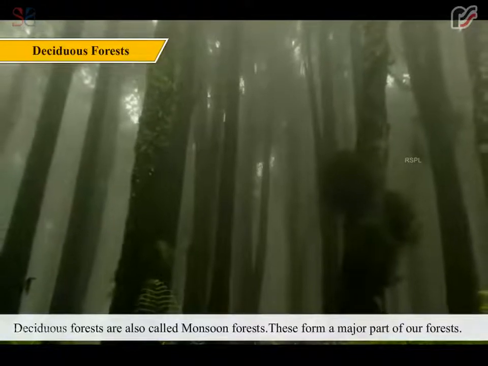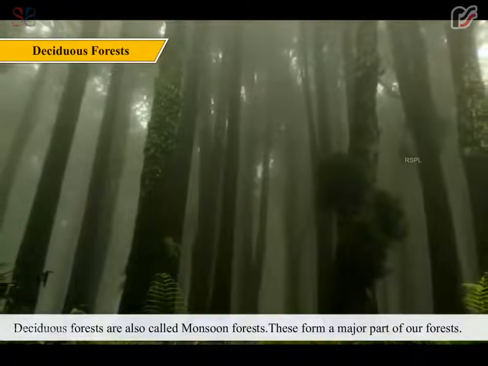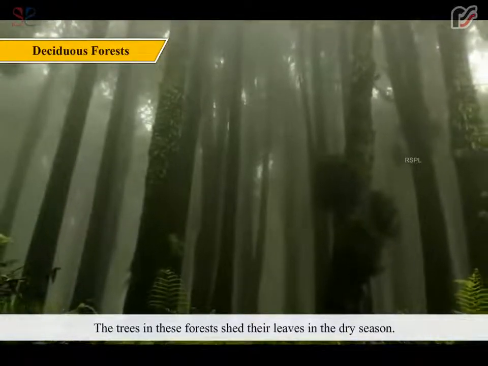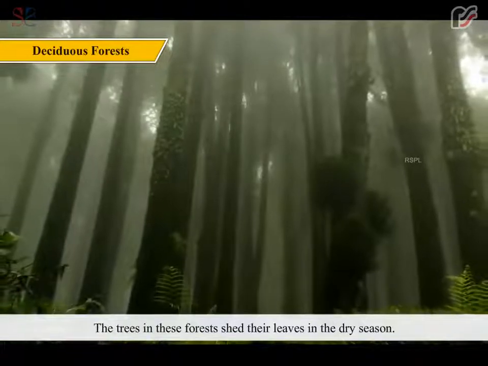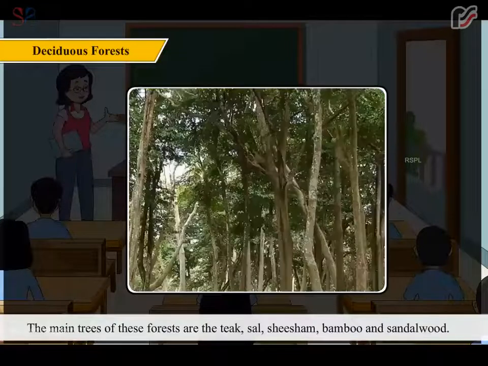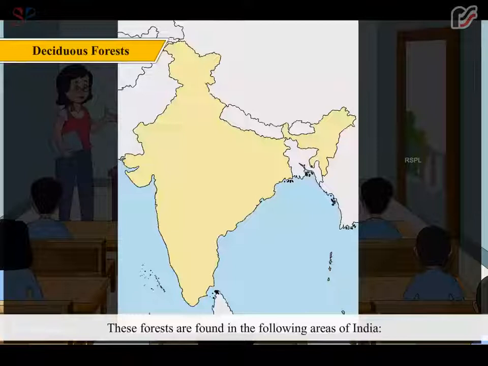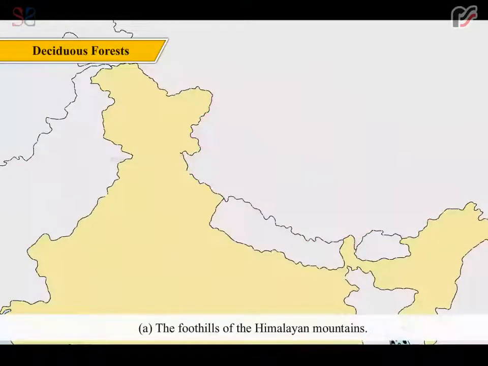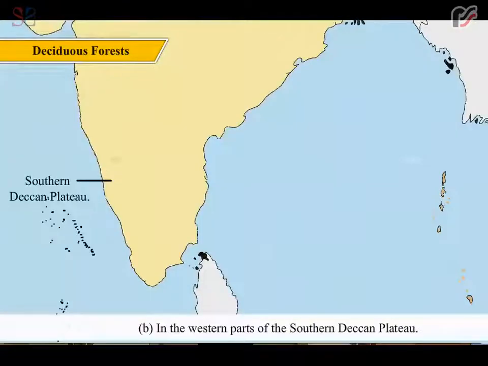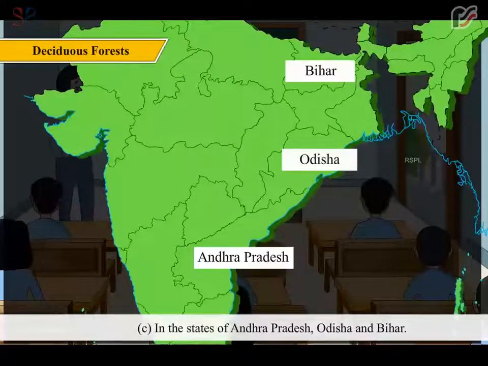Deciduous forests are also called monsoon forests. These form a major part of our forests. The trees in these forests shed their leaves in the dry season. The main trees of these forests are the teak, sal, shisham, bamboo, and sandalwood. These forests are found in the following areas of India. A. The foothills of the Himalayan mountains. B. In the western parts of the southern Deccan Plateau. C. In the states of Andhra Pradesh, Odisha, and Bihar.